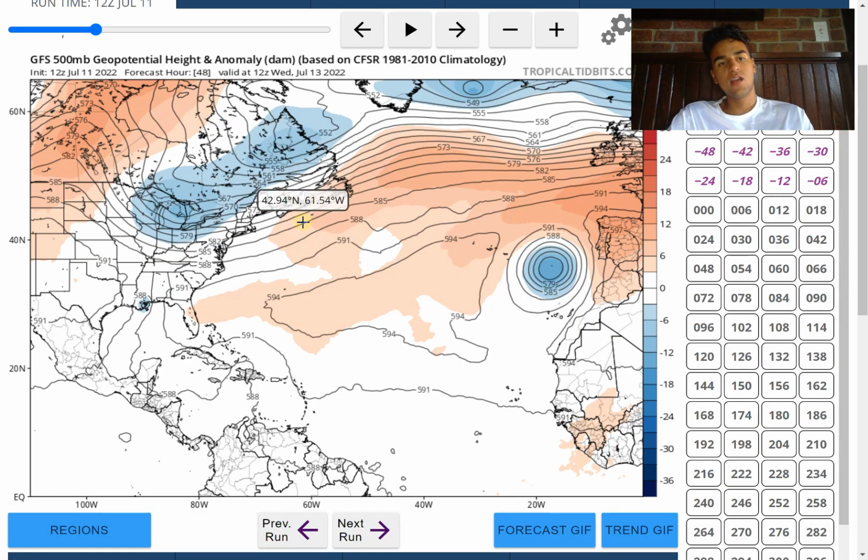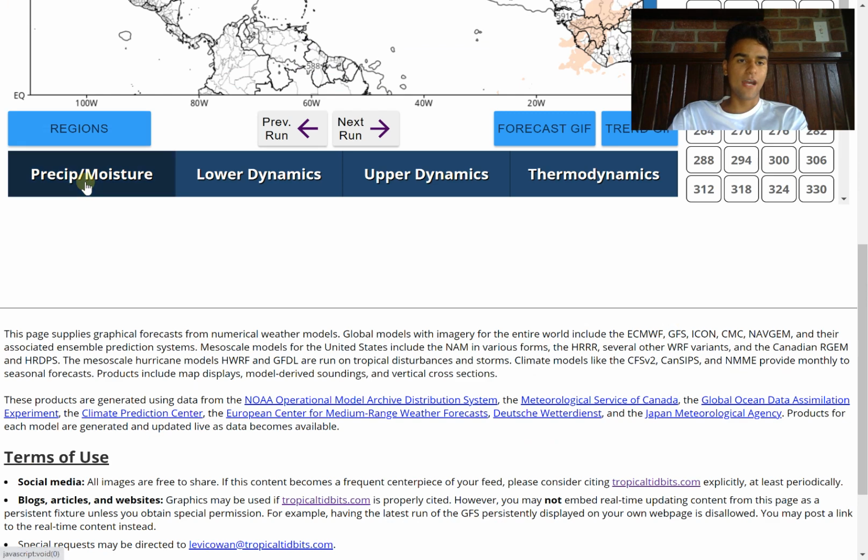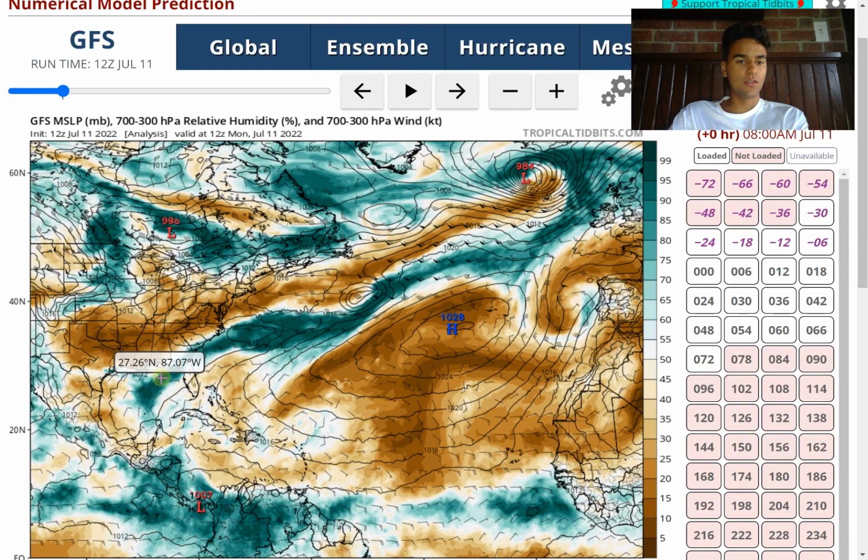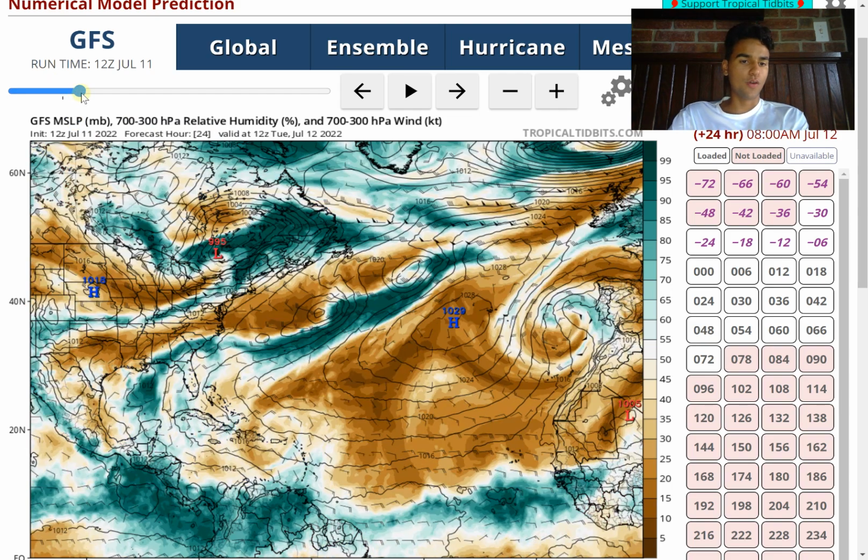Let me show you guys what the GFS model is forecasting when it comes to the humidity levels in the mid levels of the atmosphere within the next couple days. You see right now there's a lot of dry air to the north of it, so there isn't a lot of space to where a well-defined low pressure system could develop.